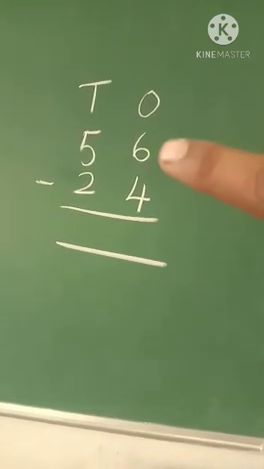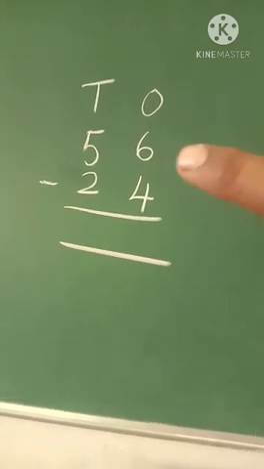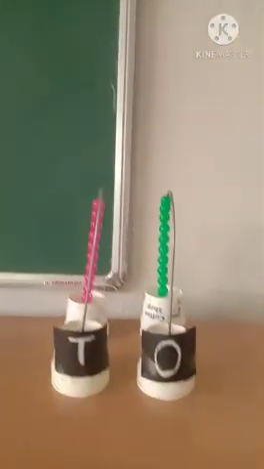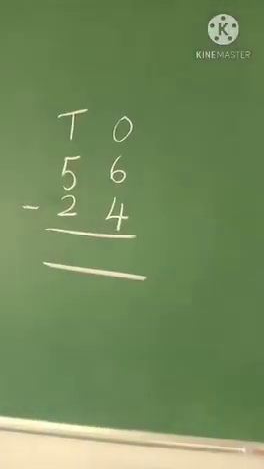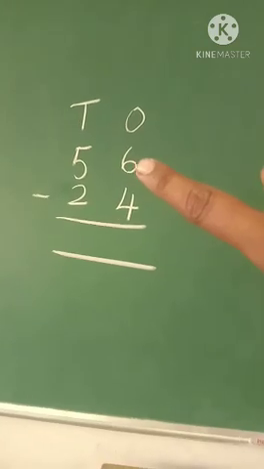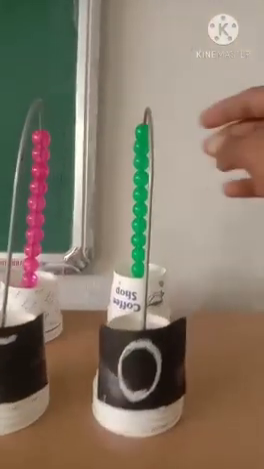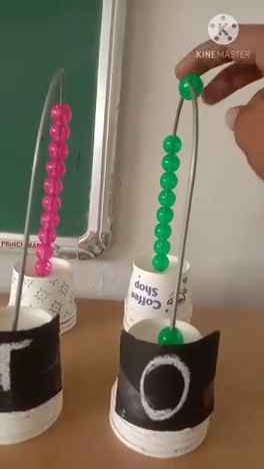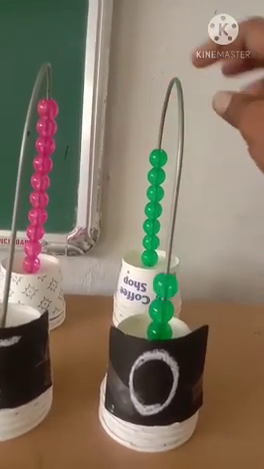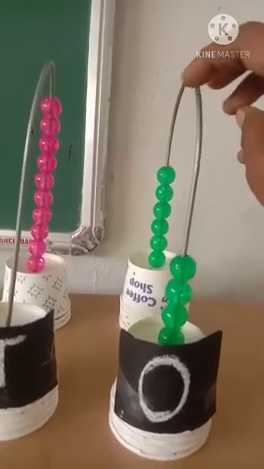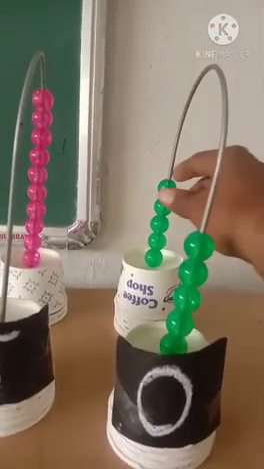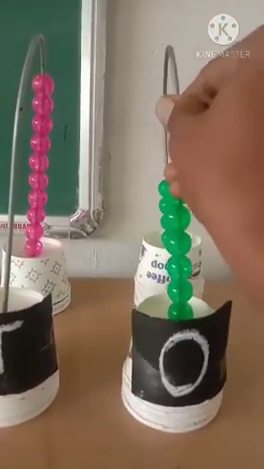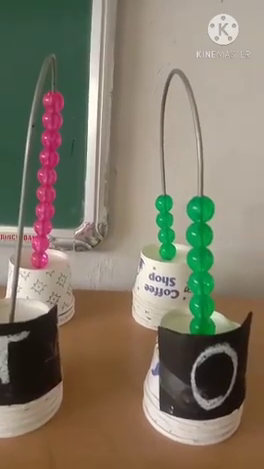First, the bigger number is 56. So, I am going to take the 56 on my abacus tool. Children, you can see here, in the ones place, we got 6. So, I am going to take 1, 2, 3, 4, 5 and 6. Good. So we got 6 beads.